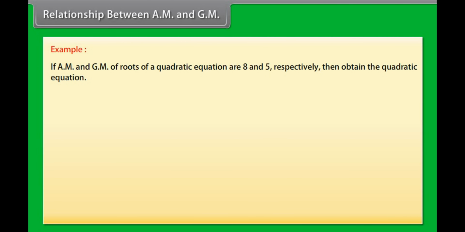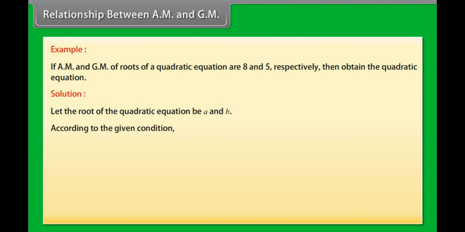Example: if AM and GM of the roots of a quadratic equation are 8 and 5 respectively, then obtain the quadratic equation. Solution: let the roots of the quadratic equation be a and b. According to the given condition, arithmetic mean is equal to a plus b divided by 2 is equal to 8. It implies that a plus b is equal to 16. Let it be equation 1. Geometric mean is equal to square root of ab is equal to 5. It implies ab is equal to 25. Let it be equation 2.